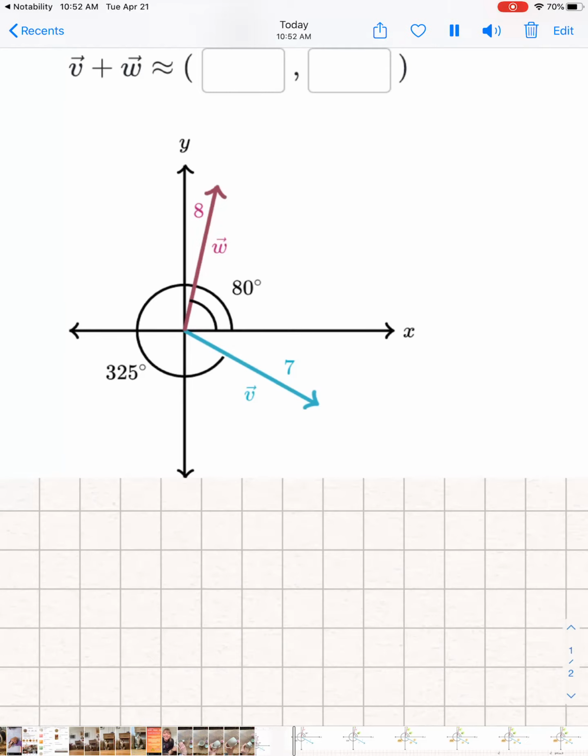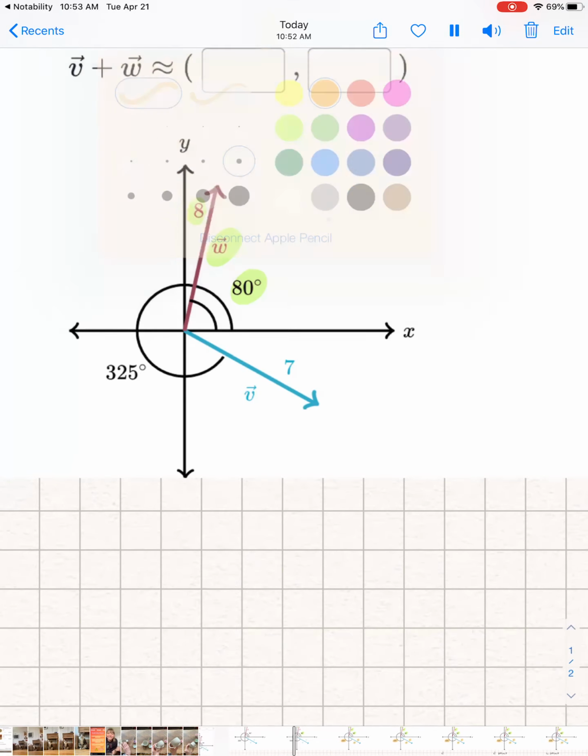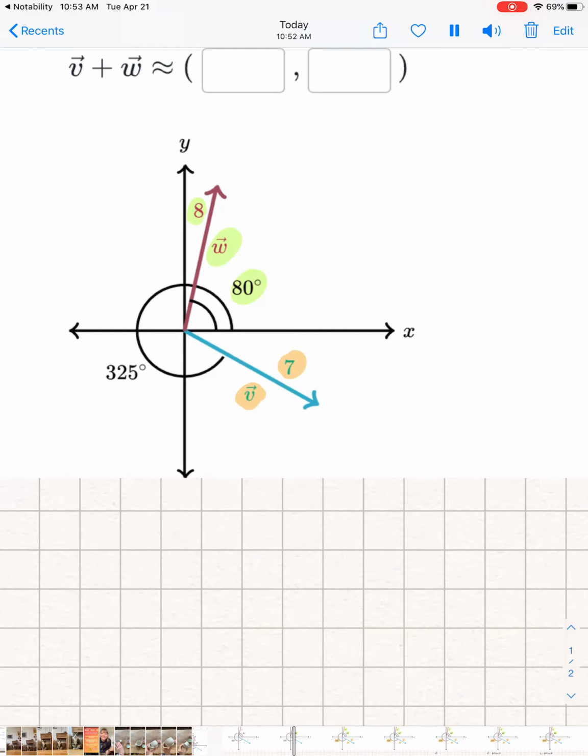Okay, pre-calc people. You're going to be given vectors that are written as a magnitude. So you could see, here you have a magnitude of 8, and the angle is 80 for W. For V, we have a magnitude of 7, and 325 is our angle for the direction of the vector.